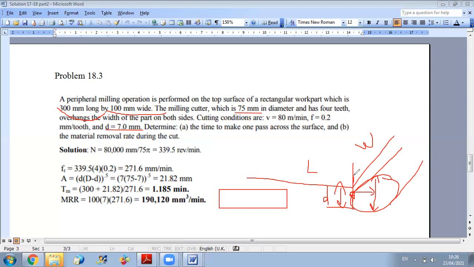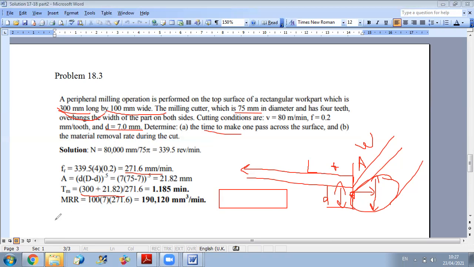Then I will move my cutter over the whole length in order to perform the milling operation. So I should add to the approach distance A the length of my work part, which is 300. So here I will do 300 plus the approach distance, which is 21.82. And then the machining time will be calculated as this distance over the value of the feeding rate calculated in the previous step. In general, for example, in the exams, I just ask you for the time, and you should do the previous steps. Okay.